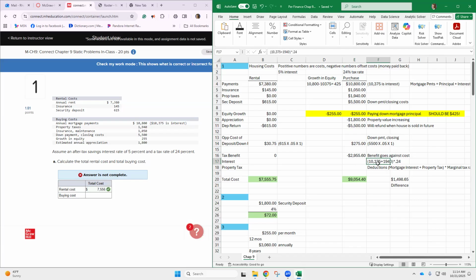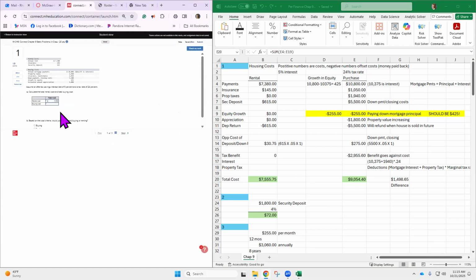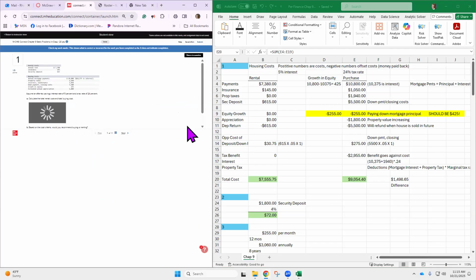Federal income tax benefit. You take your mortgage interest, right? $10,375 is the mortgage interest plus your property tax amount, and you take it times their marginal income tax rate, which is 24%. Okay, so there's quite a few pieces to the purchasing option. And I think all they're working on is which one is less expensive. You might not have $5,500 for a down payment, or maybe you want to save up more than that.